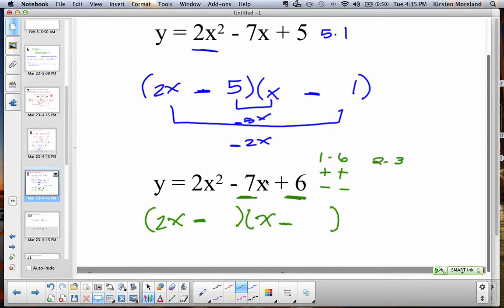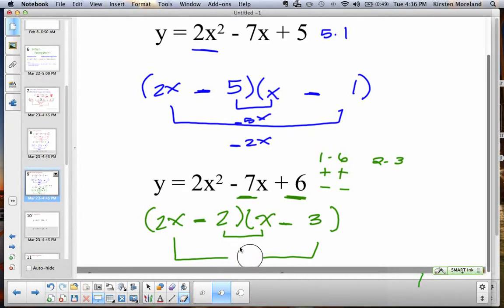I'm going to start with the 2 and 3 and just put it where I think, 2 here, 3 here. That's just a complete guess. So I check 2x and 6x. That does not add to 7x in any way, shape, or form, so it was a bad guess.